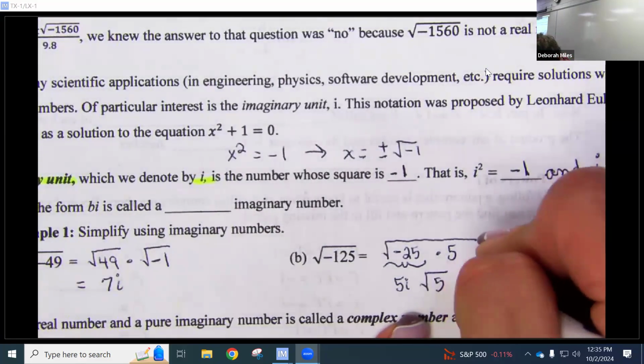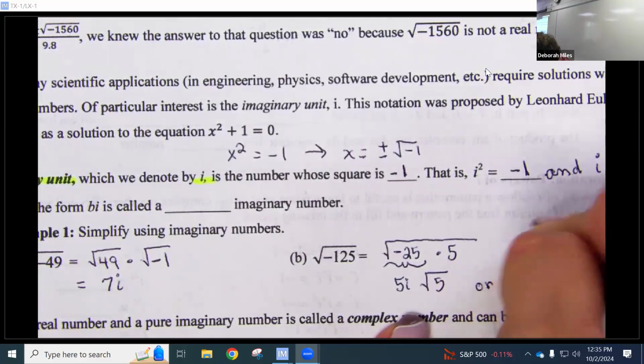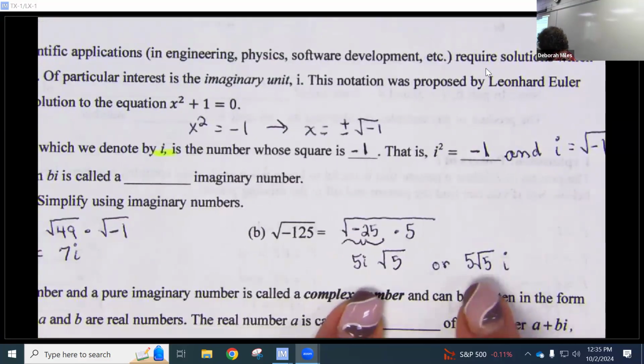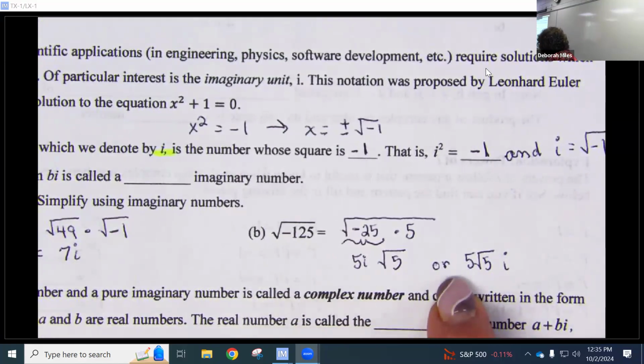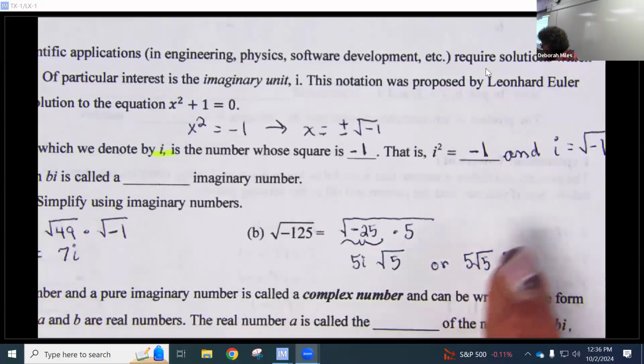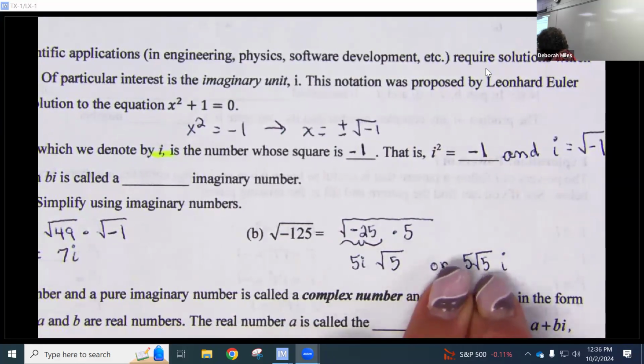Now, you can also write that as 5 square root of 5 with the i after it. And that actually makes more sense because you could get a decimal approximation of 5 square root of 5. That would be 2 point something. So 5 square root of 5 would be probably 11 point something, maybe 12 point something. This actually makes more sense.